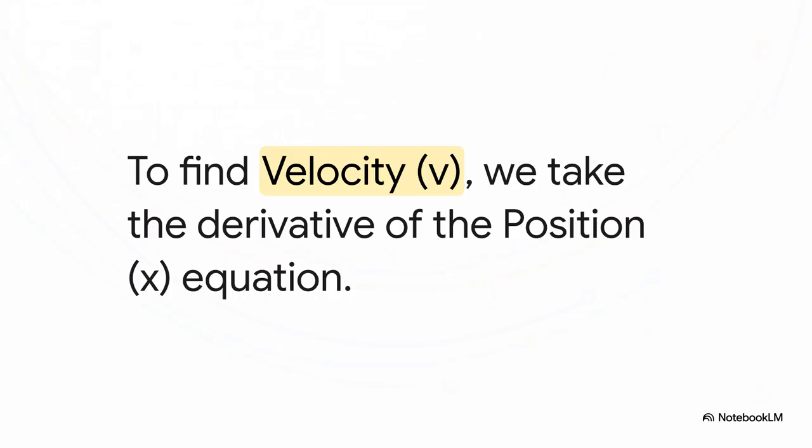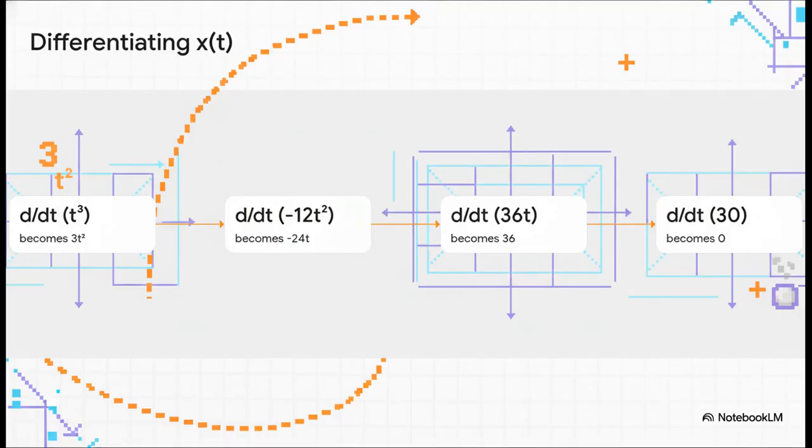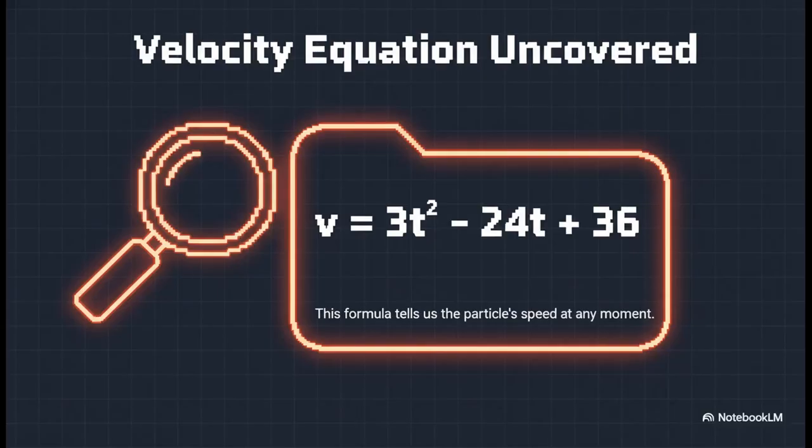Let's do it. Now this part is way easier than it sounds. You just follow a simple recipe called the power rule for each little piece. For t cubed, the 3 just hops down to the front, and we lower the exponent by 1, giving us 3t squared. For negative 12t squared, we multiply the 2 by negative 12 to get negative 24t. For 36t, well, that just becomes 36. And any lonely number, a constant like 30, its derivative is always 0. Poof, it's gone.